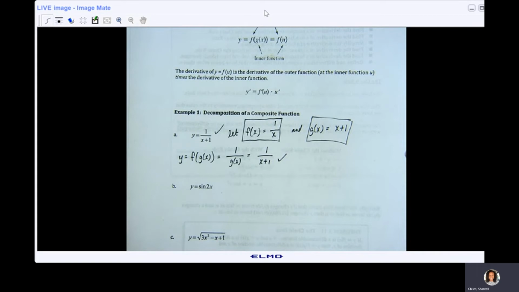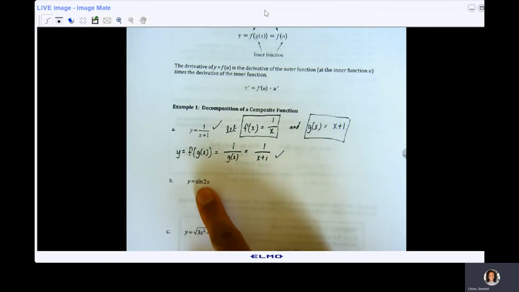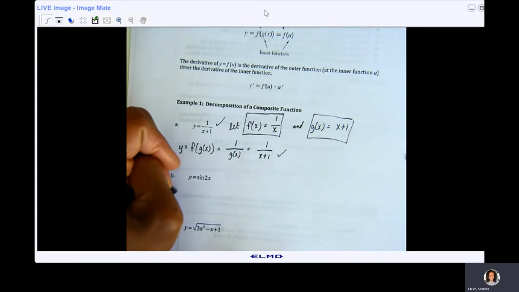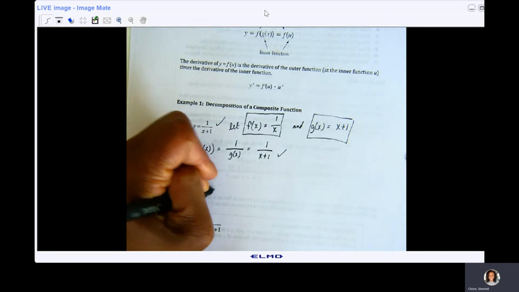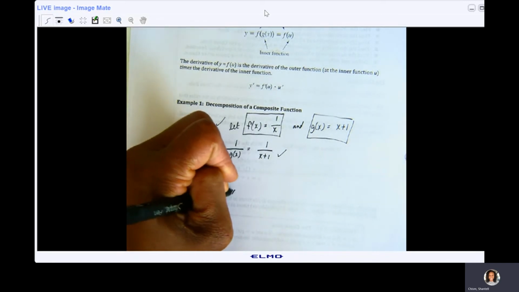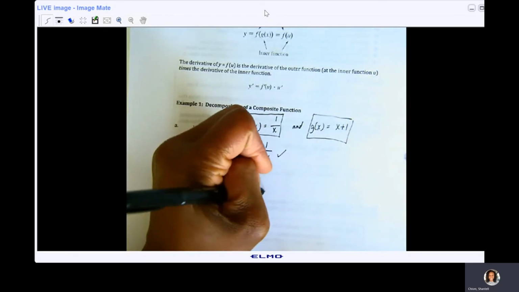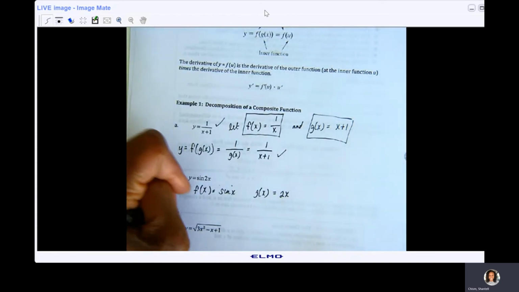We've got y equals sine 2x. Normally a trig function is just sine x, cosine x, tan x, not necessarily sine 2x or cosine 2x. So instead of just having sine x, we have this 2x imposed within the function. Let's let f of x equal just the outer sine x, and where we had originally just x, let's let g of x be 2x.